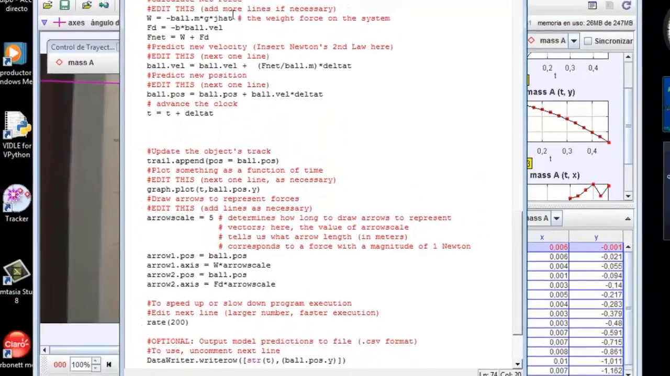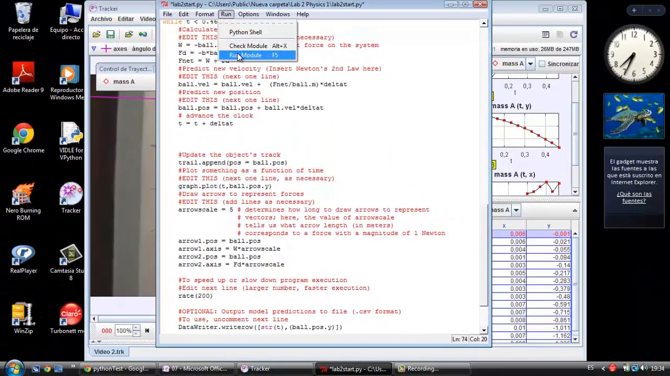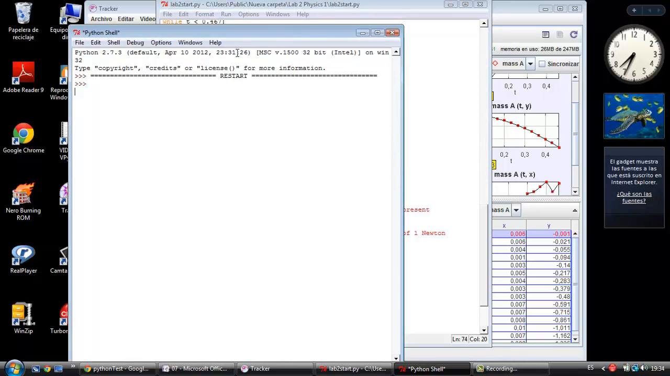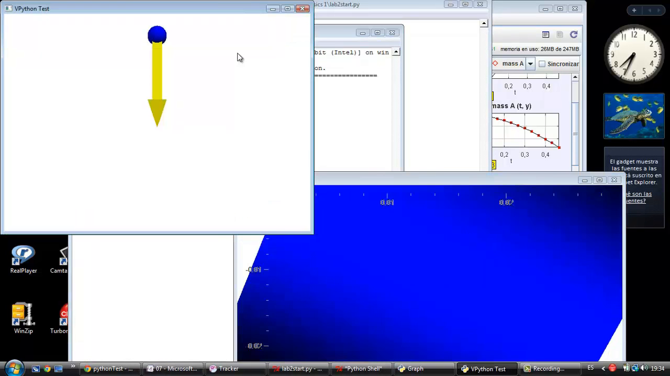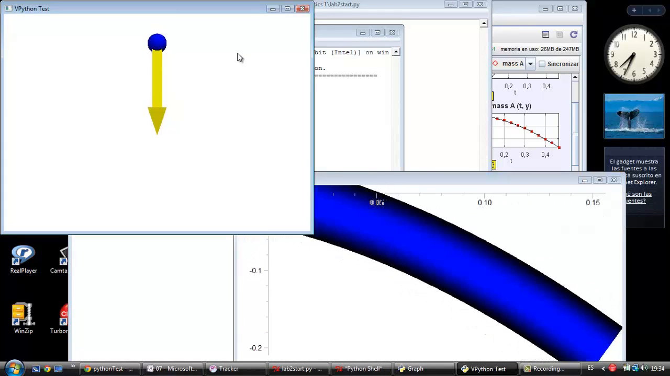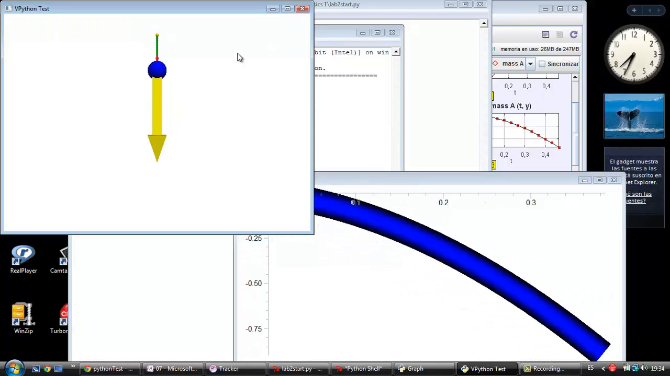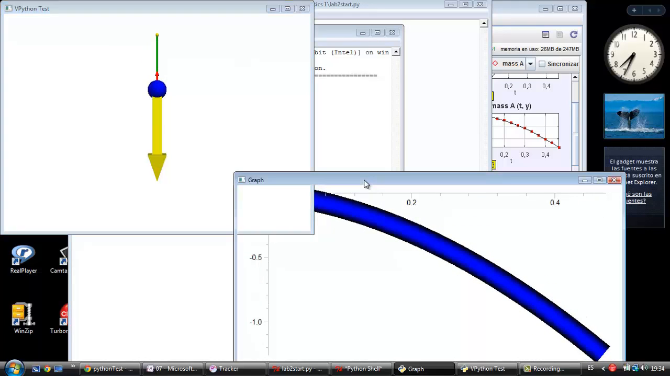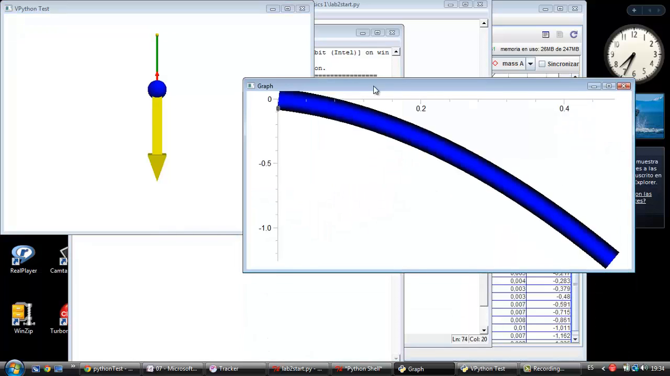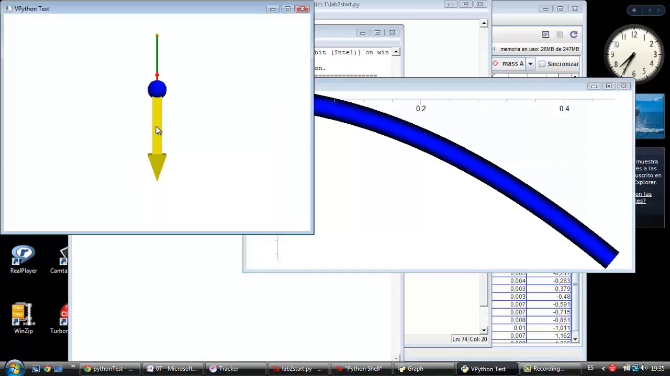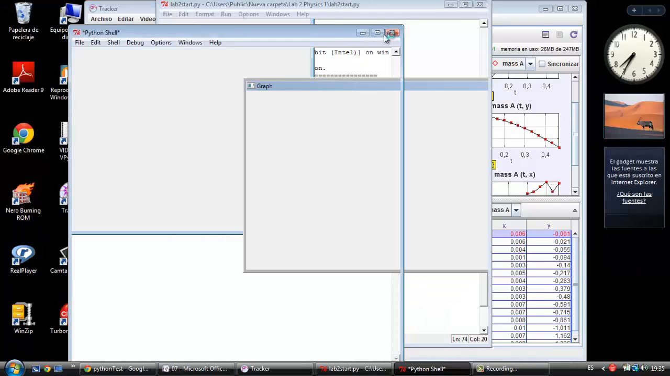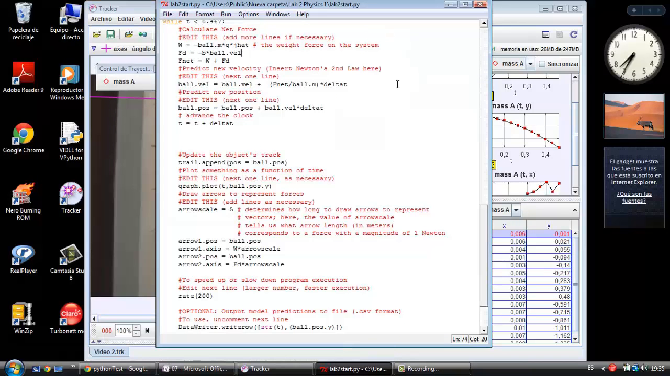So now we run the model with drag force, and I expect it represents drag force. Oh yeah, look, it represents drag force well. You can see that my graph matches well with the computational model, and here the yellow arrow represents the weight, and the red arrow represents drag force. Well, so everything matches well till now.